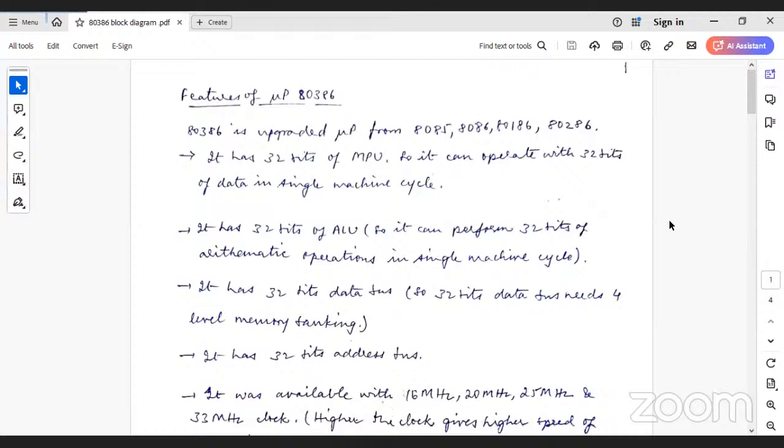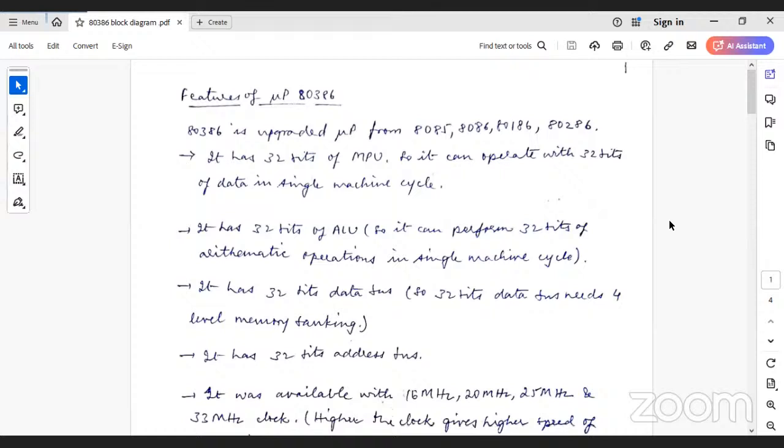So the arithmetic logic unit, obviously, if it is performing the operation with 32 bits, should also be of 32 bits capacity. Then in the last one you have seen the 286 processor. There it was having separate data bus and address bus. So here also it is having 32 bits of data bus and 32 bits of address bus.